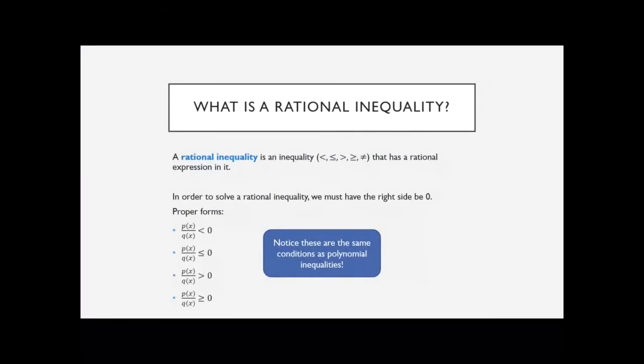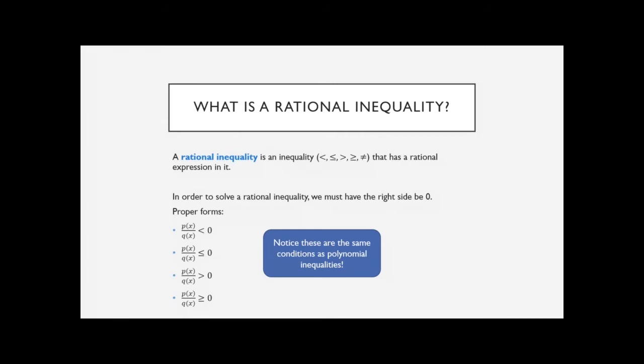So first, what is a rational inequality? If we just break it down, the word inequality means that we've got the less than or greater than symbols, or you could have a not equal to, but we usually just have less than or greater than. And rational means that there's a rational expression in it, which means that we've got a fraction with variables in the denominator. So in order to solve rational inequalities, we want to have the right side of the inequality be 0. This is the same rule that we had when we solved polynomial inequalities. So that's just consistent for solving these types of things.